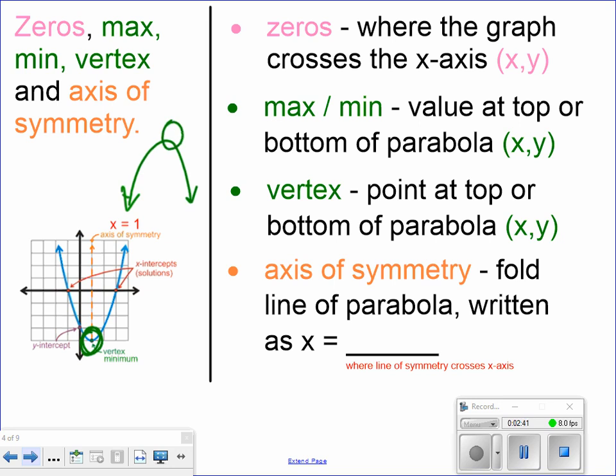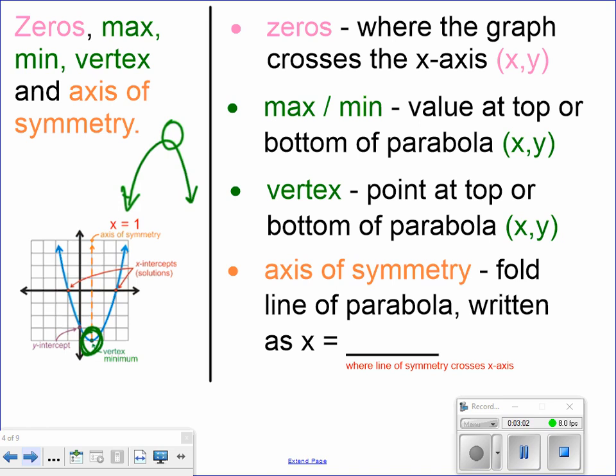The vertex and the min and the max are going to be the same. Again, when you're listing your minimum and your maximum value, you're writing out that ordered pair, and when you're listing your vertex, you're writing out that ordered pair. So your minimum and your maximum and your vertex are going to be the same.